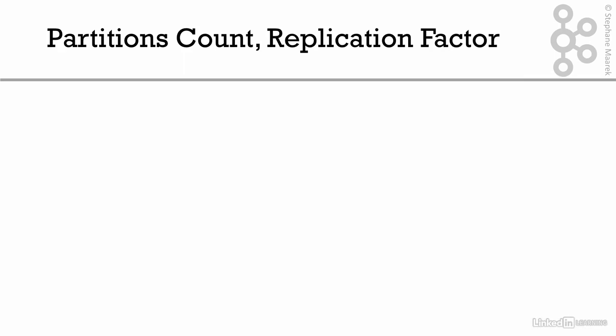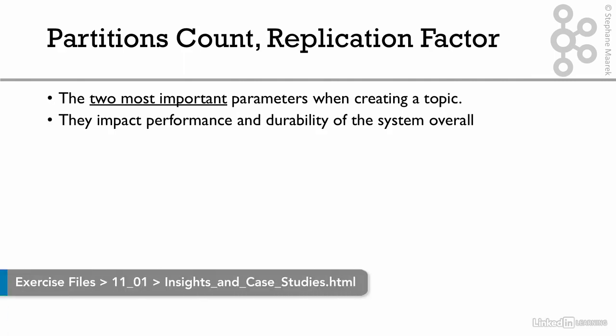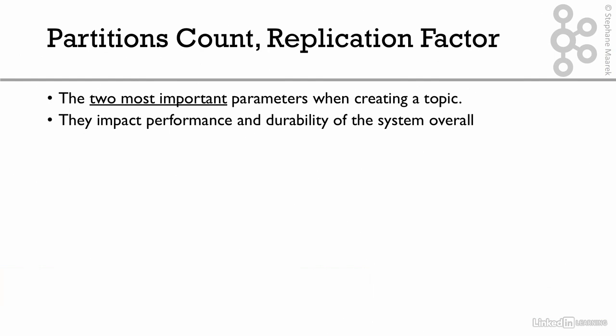Okay, so first, I really want to talk to you about partition counts and replication factor. We learned about this already, but as you understand, they're the two most important parameters when you create a topic, and they impact the performance and the durability of your system overall. So you really don't want to set them the wrong way. And I'm going to give you guidelines, okay? This is not just the plain truth. Those are guidelines to make you think and realize how one should set these parameters when creating a topic.